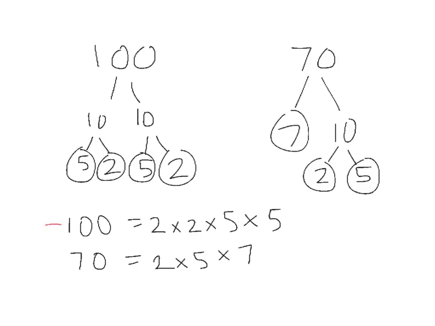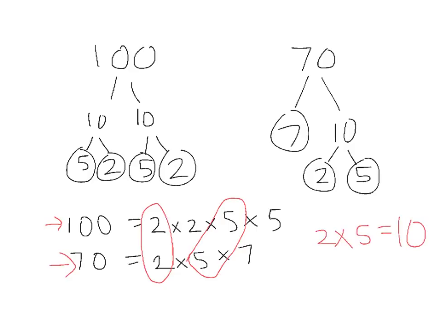So if you look here, 100 is going to be 2 times 2 times 5 times 5. 70 is going to be 2 times 5 times 7. So again, what factors do they share? They share a 2, and they share a 5. So to figure out the biggest factor that both of them share, we're just going to multiply 2 times 5, which is going to give you 10. And that makes sense because 10 times 10 is 100, and 10 times 7 equals 70.